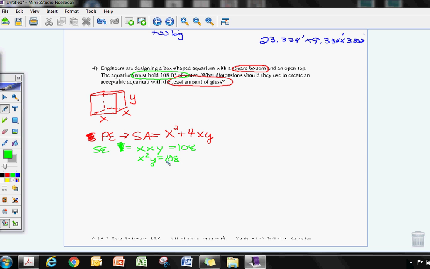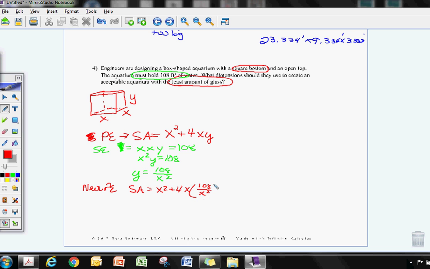Now, you have your choice again to get letters by itself. I always get the easy one by itself. Y equals 108 divided by X squared. Okay, we're going to have a little math to do, but we can deal with it. So back into my primary equation. So now I have my new primary. My surface area is going to equal X squared plus 4 times X. And finally, there's that Y value. That's 108 over X squared.